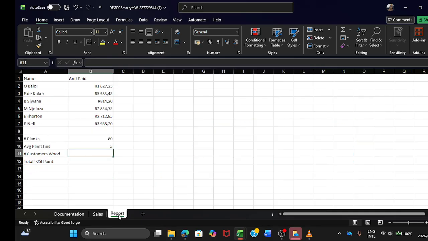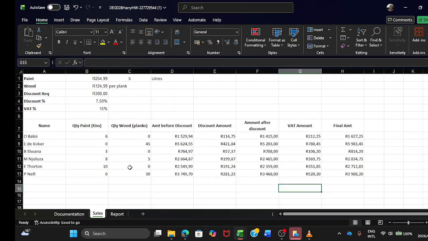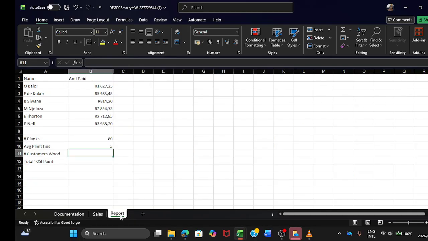Oh, okay. Number of customers who bought wood, and you can see here that here there's no one, here there's someone, here there's no one, here there's someone, here there's no one, here there's someone. So what we're going to have to do is use something called COUNT.